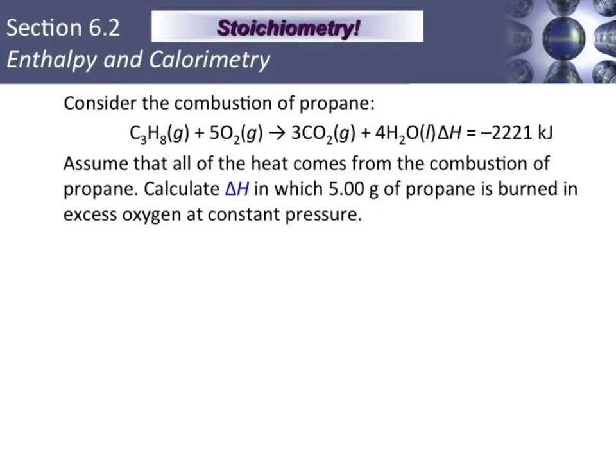Okay, so the first thing we're going to look at is stoichiometry. Consider the combustion of propane. We have C3H8 plus 5 moles of O2, and it produces 3 moles of CO2 and 4 moles of H2O. And you see that our delta H is negative 2221 kilojoules.